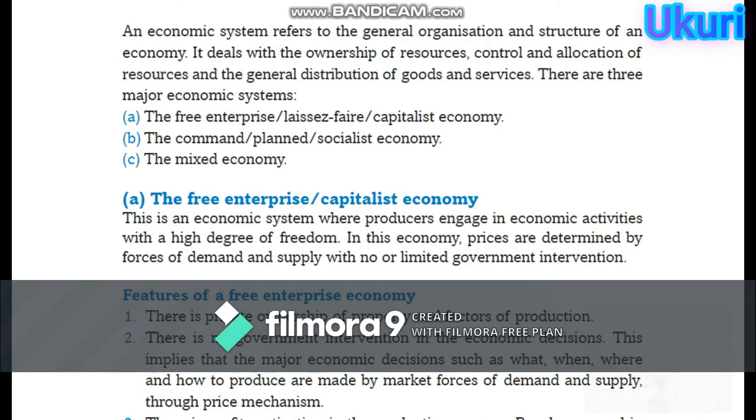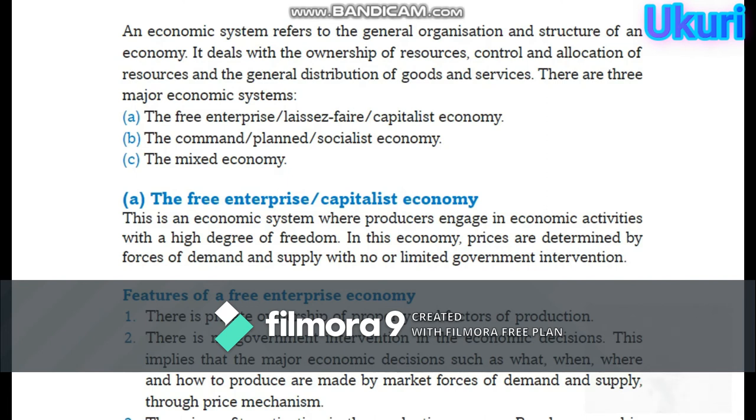There are three major economic systems. Hari ibice bitatu bigize economic system. So the free enterprise, laissez-faire or capitalist economy; the command, planned, socialist economy. Those are the synonyms: command, planned, socialist economy. And then the mixed economy.